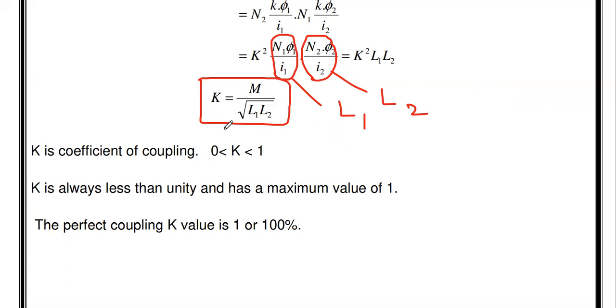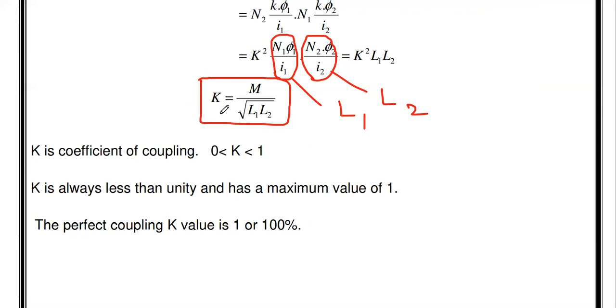This is a very important 2-mark definition. The question is: explain what is meant by coefficient of coupling and give the expression for coefficient of coupling in terms of self-inductance and mutual inductance. And using this, you may get the important 2-mark problem also.